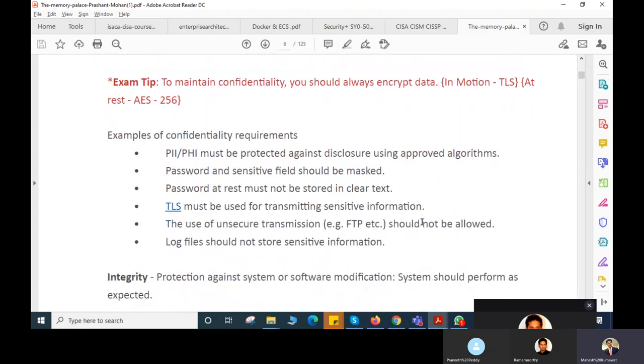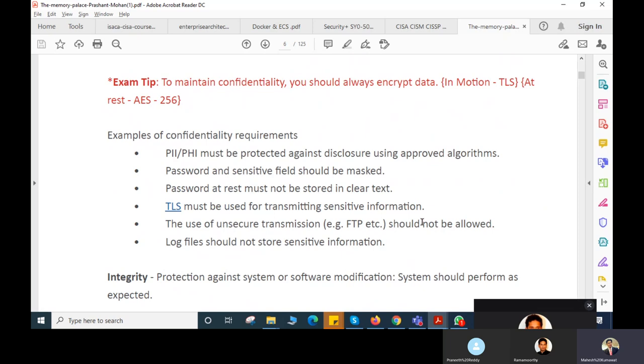PII, personal identifying information. Suppose your Aadhaar card, your State Bank information, your banking information, your driving license. These are your personal identifying information. They should not be shared with anybody. If this happens, the data will be compromised. Your password is sensitive information and it should be masked. That is why we use multi-factor authentication, and passwords at rest must not be stored in clear text.